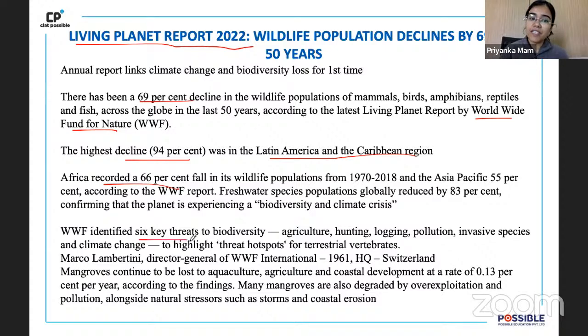They have identified 6 threats to biodiversity. There's agriculture, hunting, logging, pollution, invasive species, and climate change. Look at the 6 categories. इसमें से majority are because of human beings, right?